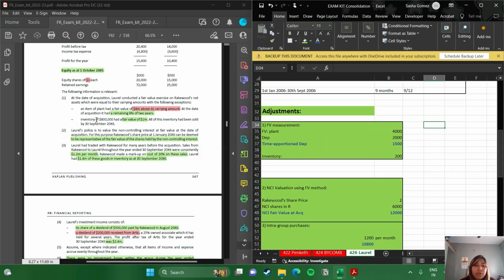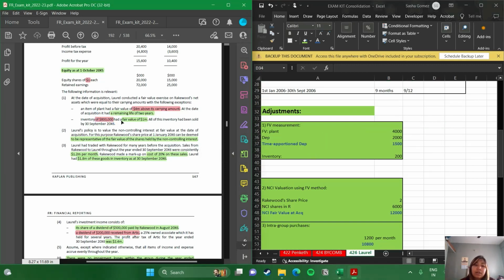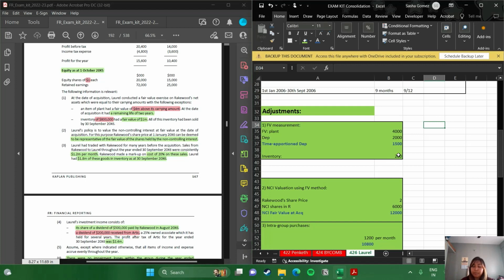Then inventory of 800,000 had a fair value of 1 million, and all of this inventory had been sold by 30th September. So they're saying that there was inventory that had a value of 800,000, but now it has been increased to 1 million. So 1 million minus 800,000, you get 200,000. So that is your fair value. So this is what you use in your cost of sales calculation.